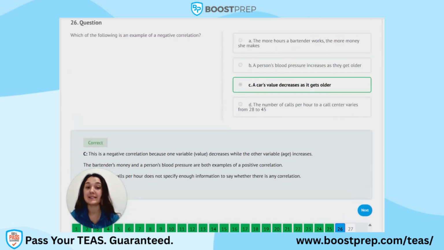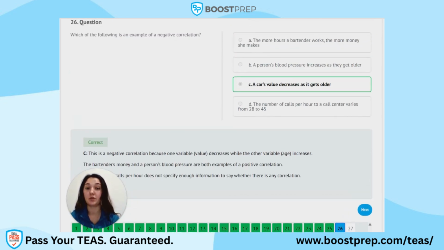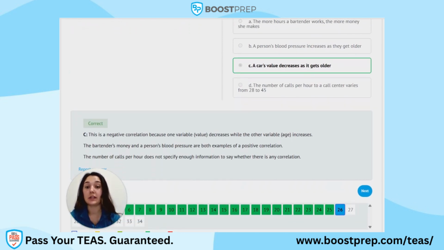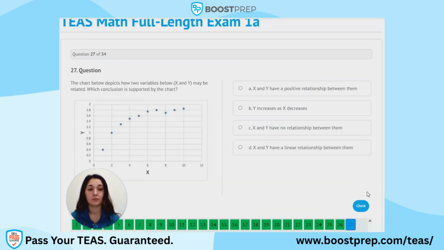The correct answer is C, a car's value decreases as it gets older. A negative correlation is when one variable decreases while the other variable increases. So the other answers are not correct because the more hours a bartender works, the more money she makes, and a person's blood pressure increases as they get older. A car's value decreases as it gets older, so one is going down and one is going up.